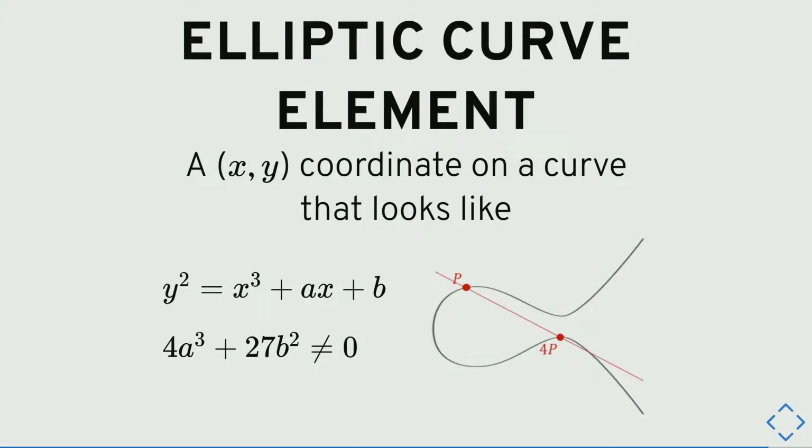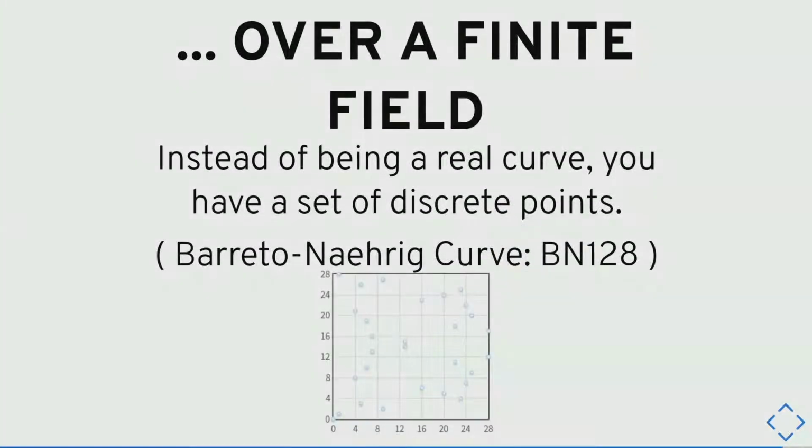And then over a finite field, instead of a real curve, you have a set of discrete points. So you're restricting the number of points you have, though it's still more than the atoms there are in the universe. And you have some generator that, when you raise it to a power, will cover every single point there is in this set of points.